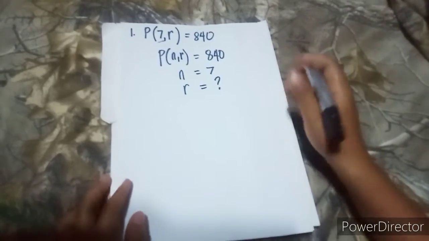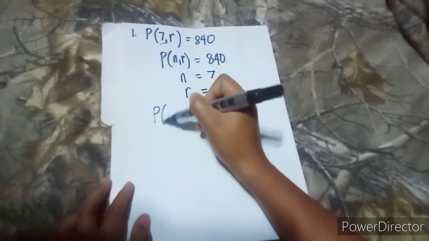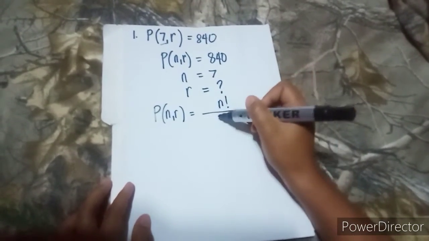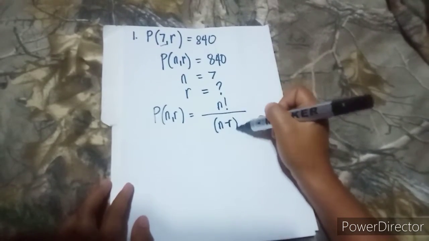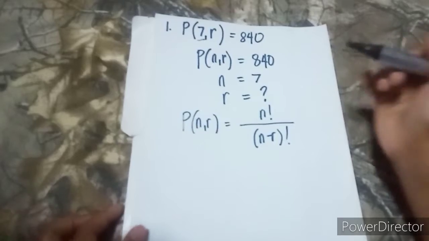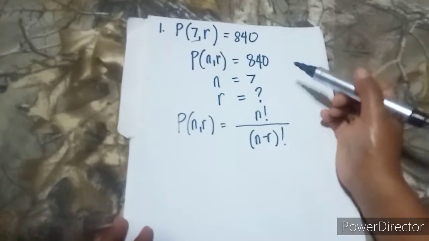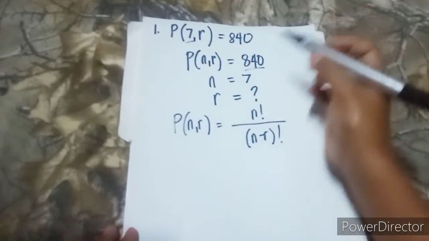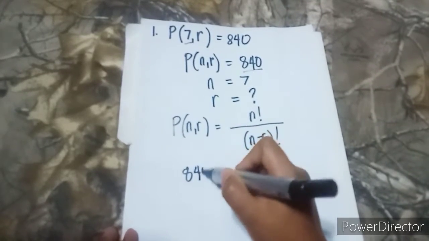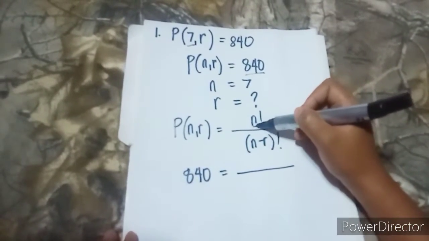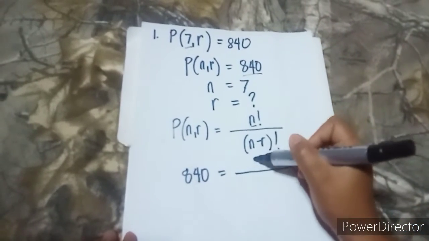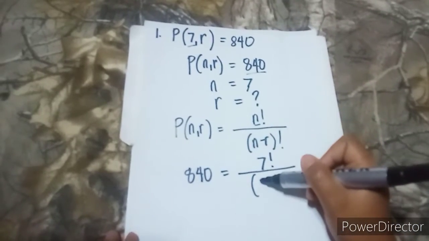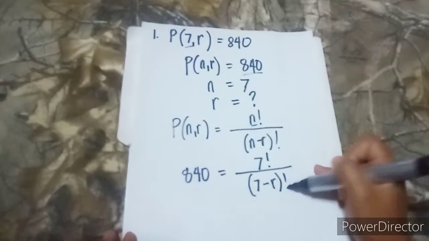So the formula for permutation of n objects taken r at a time is equal to n factorial over n minus r factorial. All we have to do is substitute all the given values to our formula. So for our permutation, we have 840 is equal to the value of our n is 7, so we have 7 factorial over 7 minus r factorial.